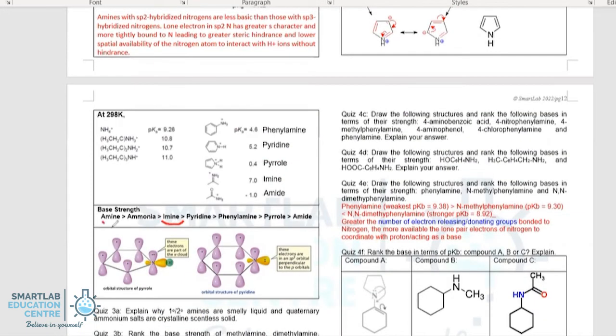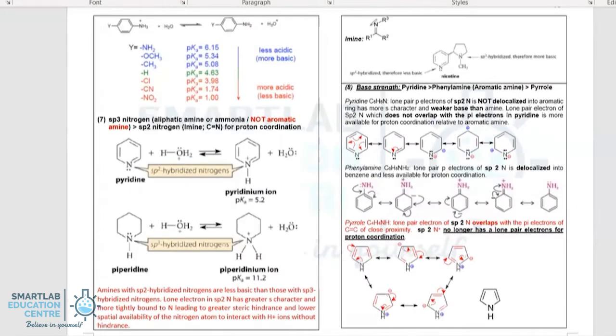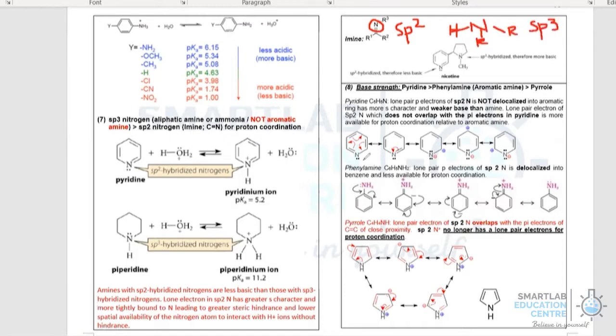Let's take a look at why amine is a stronger base than imine. So what is imine? Imine is a compound with the functional group C double bond N. In this case, we need to note that the nitrogen is sp2 hybridized, while in the case of ammonia or amine, the nitrogen hybridization is sp3. It is important to note that an sp2 hybridized nitrogen, which specifically means imine, is less basic than an sp3 hybridized nitrogen.